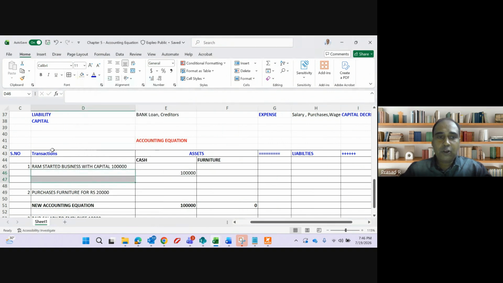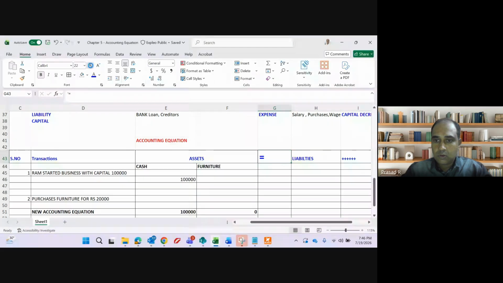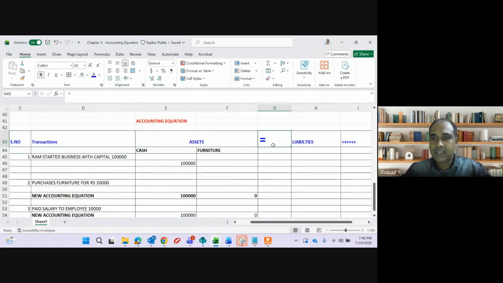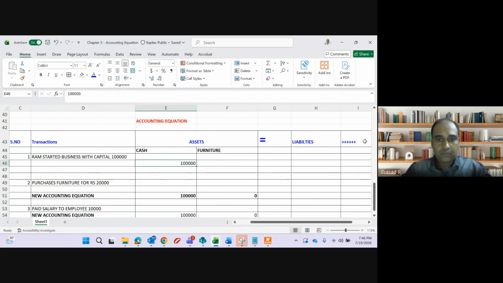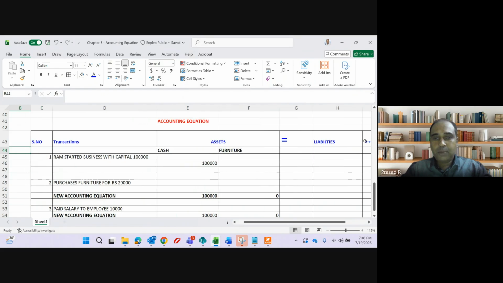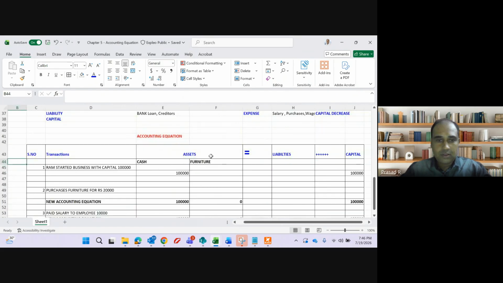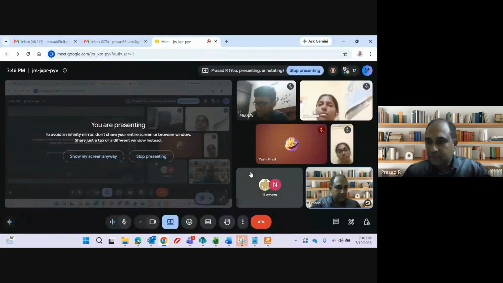Okay. So the format of accounting equation is serial number, transaction, assets equal to liabilities plus capital. So I have put 1 lakh rupees under cash and 1 lakh rupees under capital. First transaction. Any doubt in the first transaction, guys?